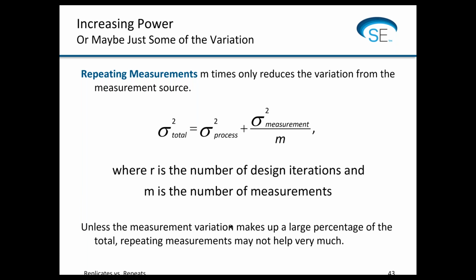And unless the measurement makes up a large percentage of the variation, it has to be more than half, it's not very effective just repeating the measurement. So the measurement has to be greater than half of the total. Otherwise it doesn't help much. But if it is greater than half, it might be worth exploring and a much more economical way to increase the power.